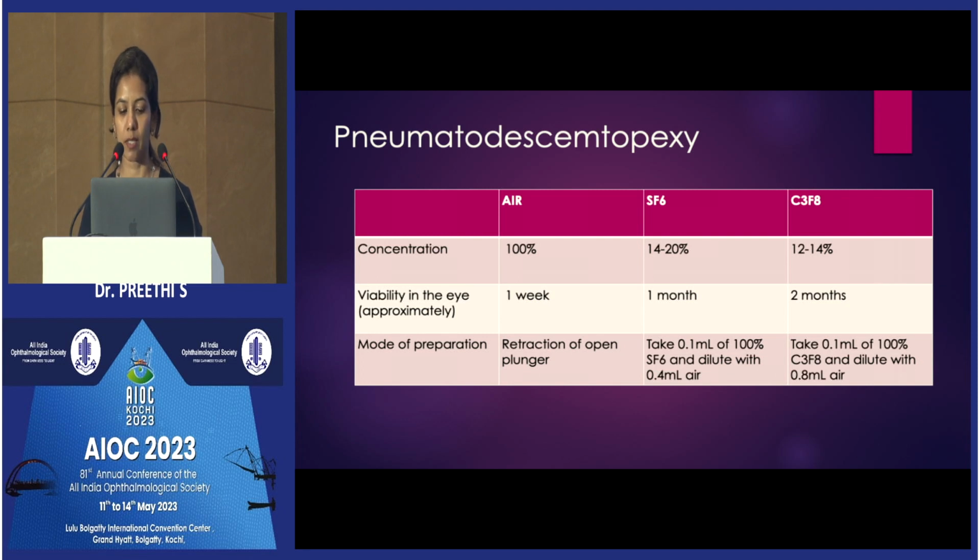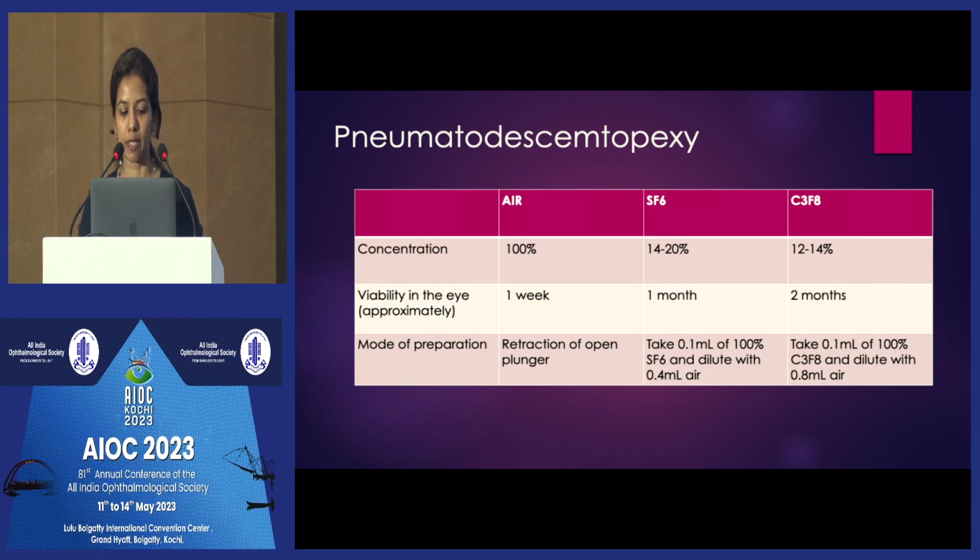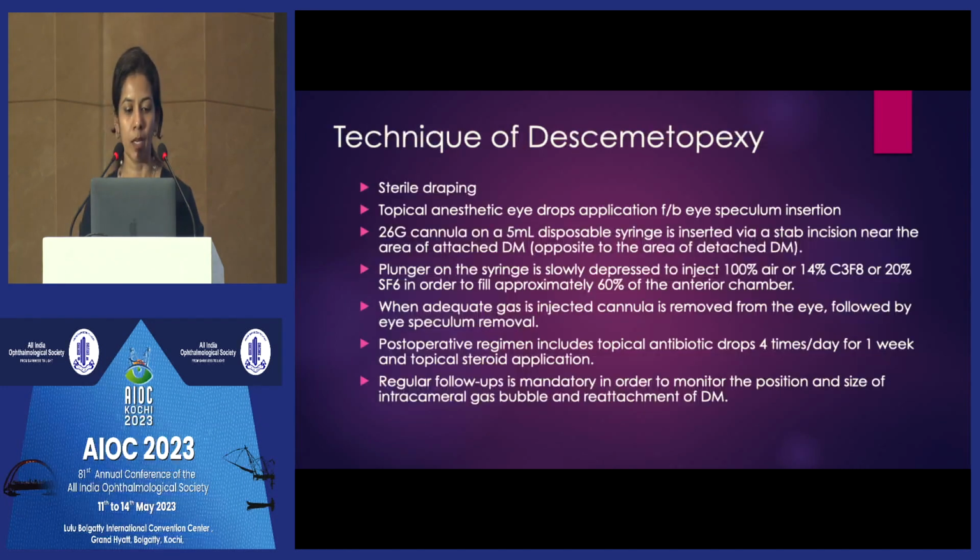For SF6 and C3F8, you take in 0.1 ml of the gas and dilute it with 0.4 ml of air for SF6 and 0.8 ml of air for C3F8. Whenever you do SF6 or C3F8, it won't be a full chamber air fill because these gases expand on themselves. So we do only a 60% air fill in these cases.